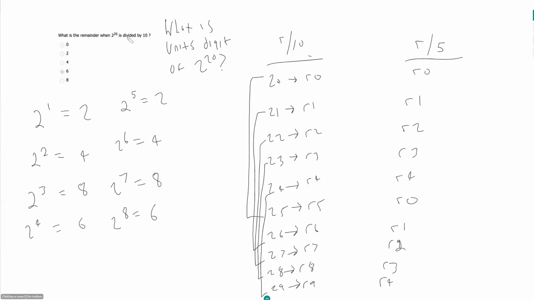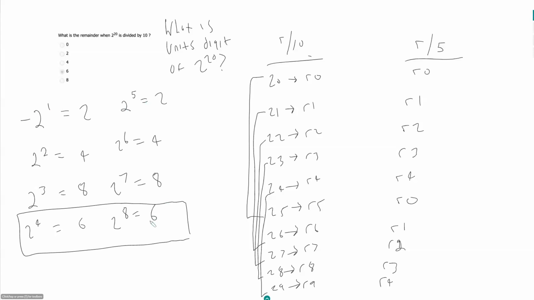So from this, can we find what the units digit of 2 to the 20th will be? If we just pick any row, start here. We'll have a units digit of 2 for 2 to the 1st, 2 to the 5th, 2 to the 9th, 2 to the 13th, 2 to the 17th. And then we got to go down 3 to get to the 20th. So 2 to the 18th will be in this row, 2 to the 19th will be in this row, 2 to the 20th should be in this row.